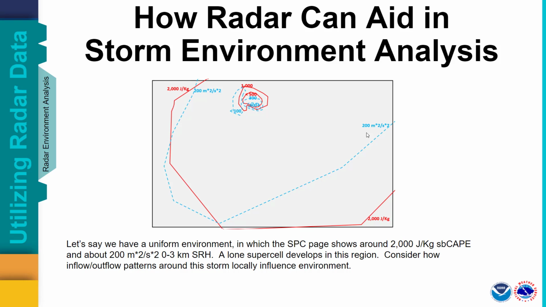We're likely to see small-scale changes, such as a substantial enhancement of SRH within an intensifying inflow region, and a substantial reduction in CAPE, obviously, where heavy rain or hail is falling. And so we see storm-level changes to the larger scale environment that may not necessarily be picked up by the SPC mesoanalysis page or model analyses.